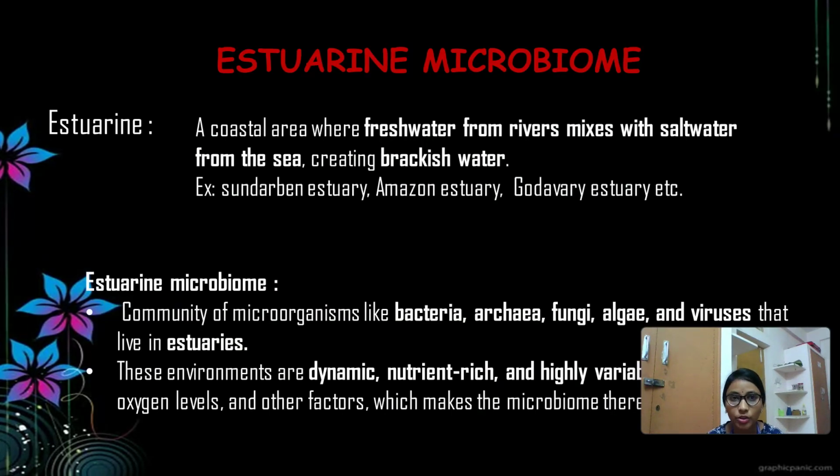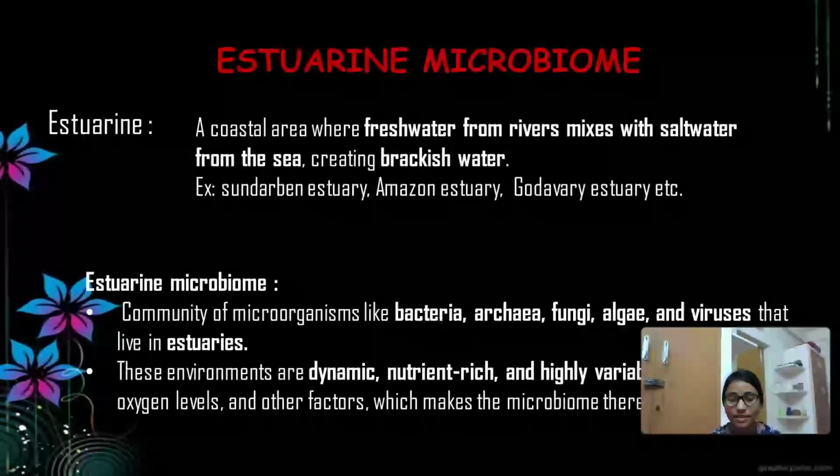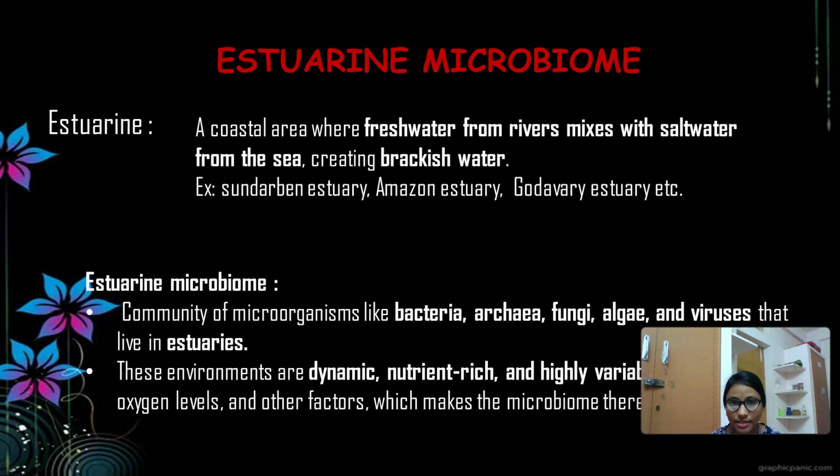So coming to the estuarine microbiome. So what is an estuary? An estuary is a coastal area where fresh water from rivers mixes with the salt water from the sea, creating brackish water. This estuarine microbiome plays a very crucial role, as the microbes in that area have very special adaptabilities. Some of the estuaries are the Sundarban estuary, Amazon estuary, Godavari estuary, etc.